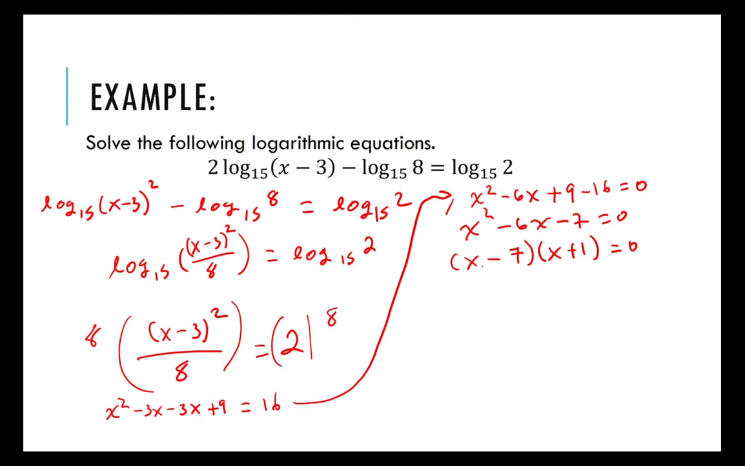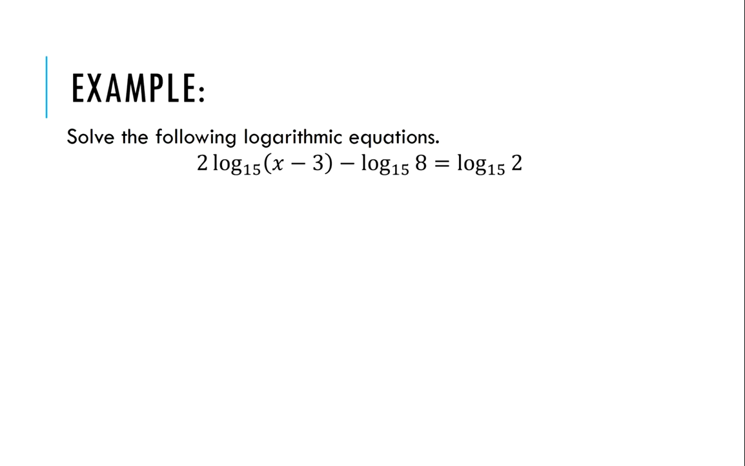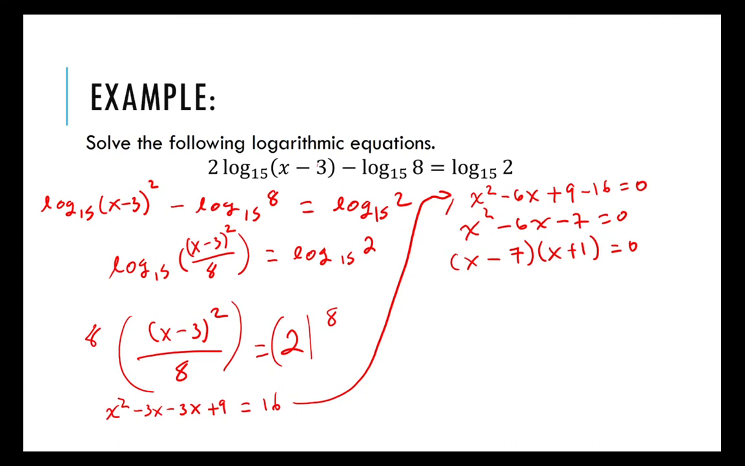x times x is x squared, x times positive 1 is 1x, minus 7x is going to be negative 6x, and then negative 7 times 1 is negative 7. So our factorization is fine. Then we use the zero product property. That is, x is going to be equal to 7 and negative 1.